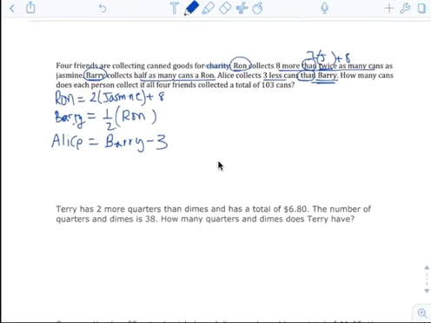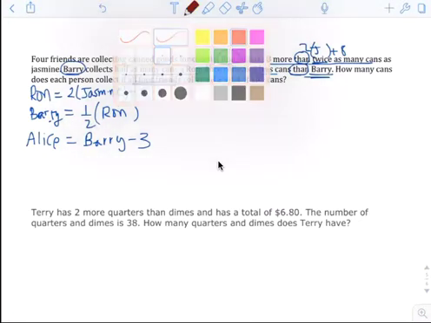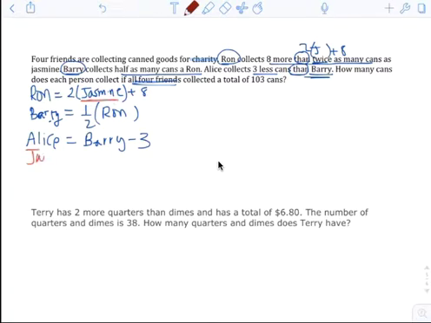How many cans did each person collect of all 4? So who's the 4th person here we haven't mentioned? Jasmine. Jasmine then is the x. The 4 friends collect a total of 103, so it equals 103. So you get x here. This is 2x plus 8. This is 1/2 times 2x plus 8, because that's Ron.